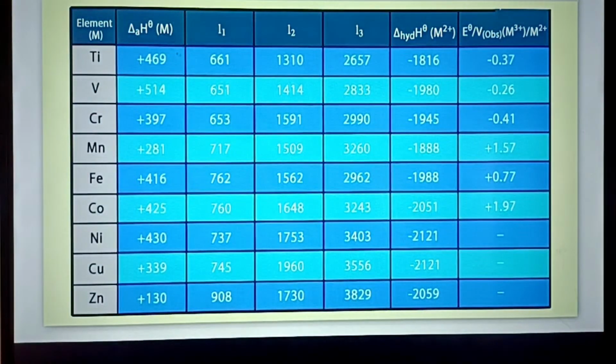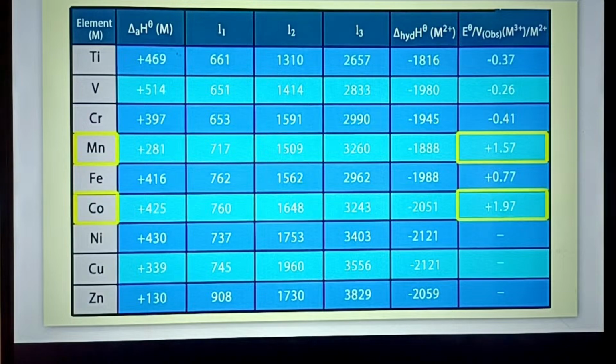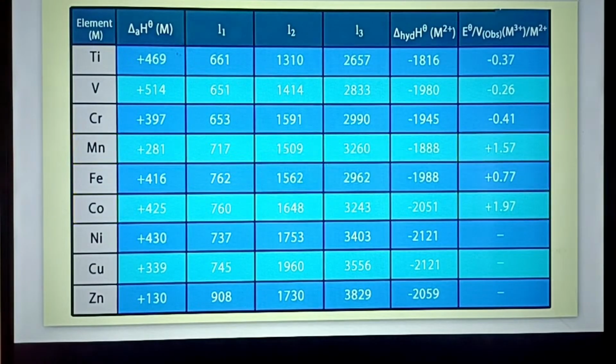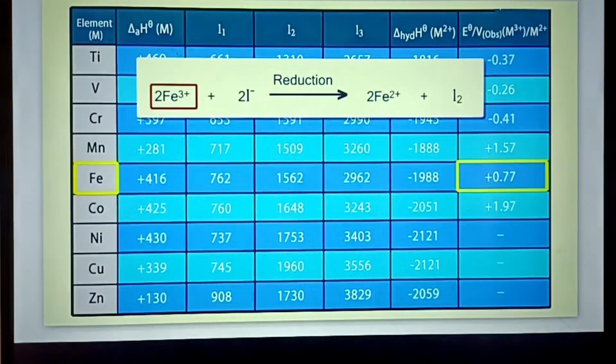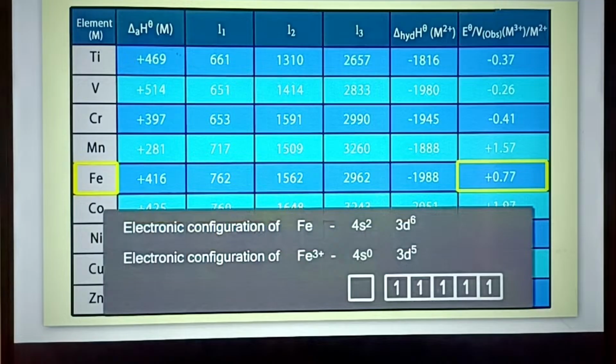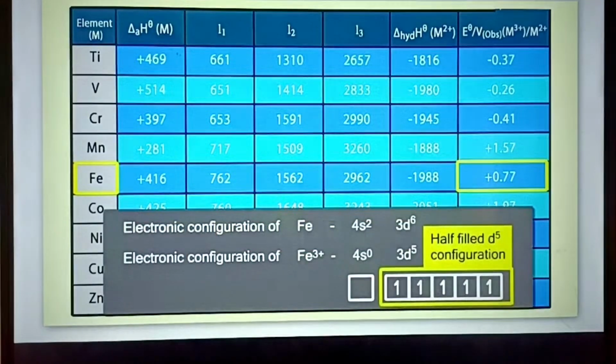The higher values for manganese and cobalt show that Mn3+ and Co3+ are the strongest oxidizing agents in aqueous solutions. The comparatively low value for iron shows that the reduction of ferric iron to ferrous iron is less favorable, since ferric iron is extra stable due to the half-filled d5 configuration.